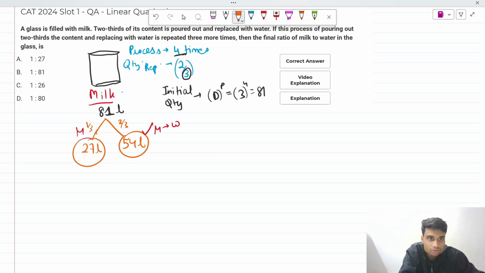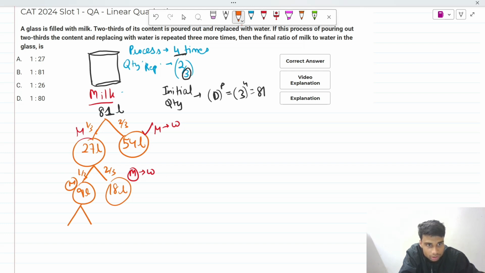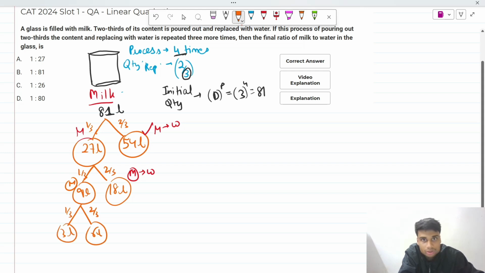Again, the process would be followed and the remaining milk would again be divided in 2 by 3 and 1 by 3. That is 18 liters and 9 liters. Again, this 2 by 3 would be replaced with water. Again, if we follow the process, this remaining milk would again be divided in one-third and two-third parts, that would be 6 liters, and the remaining is 3 liters.